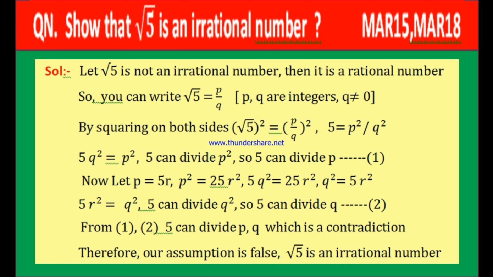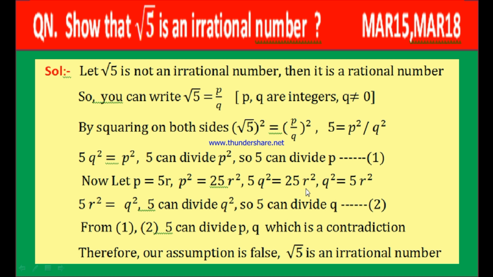Now, since 5 can divide p, we can write p as 5 times r. That is, if you square on both sides, p square is equal to 5r whole square, or 25r square. Now, what is p square? But actually p square is equal to 5q square. Therefore, in the place of this p square, let us substitute 5q square.